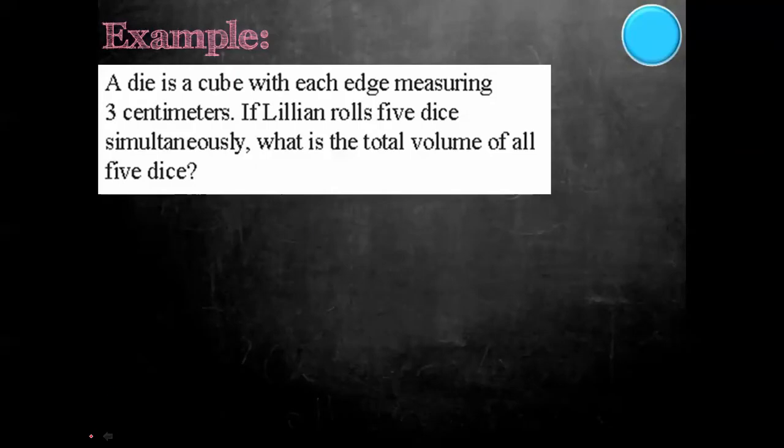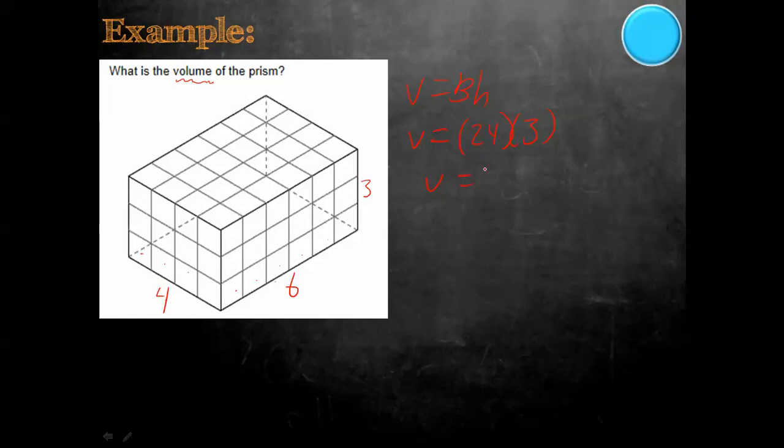That's going to give us 72 units cubed. Remember, you don't ever want to just leave it as 72. If it doesn't give you what the units are, then you would just say units cubed so that we would know that's what it would be.